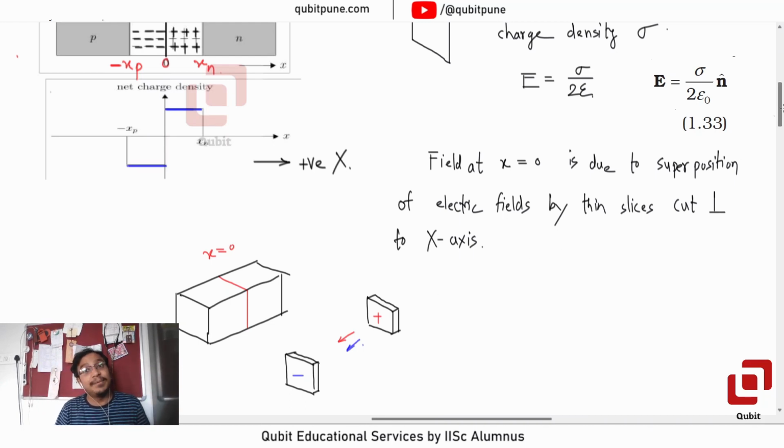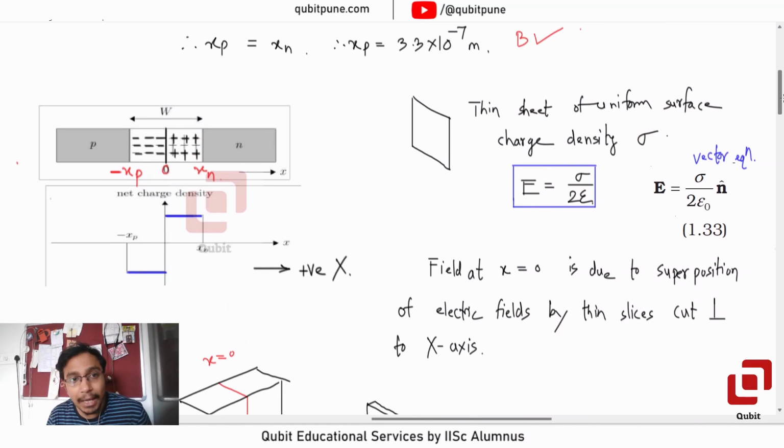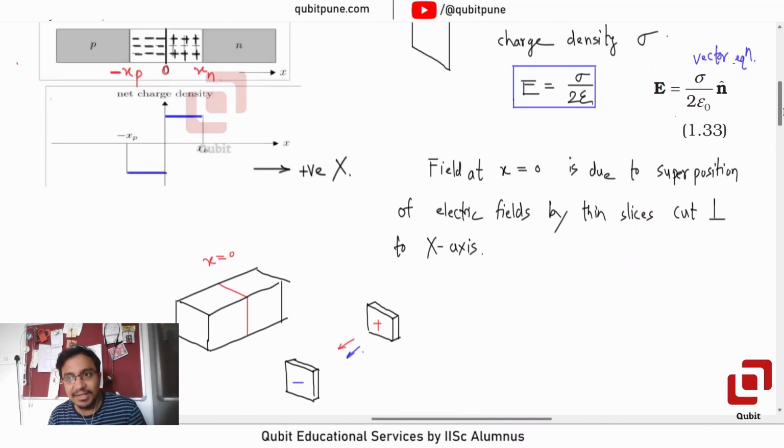We already determined the direction. Please note that this is a vector equation and this is a scalar equation. Having already determined the direction, we are now only interested in determining the magnitude. Raise your hands if you have understood this. Yes, okay.